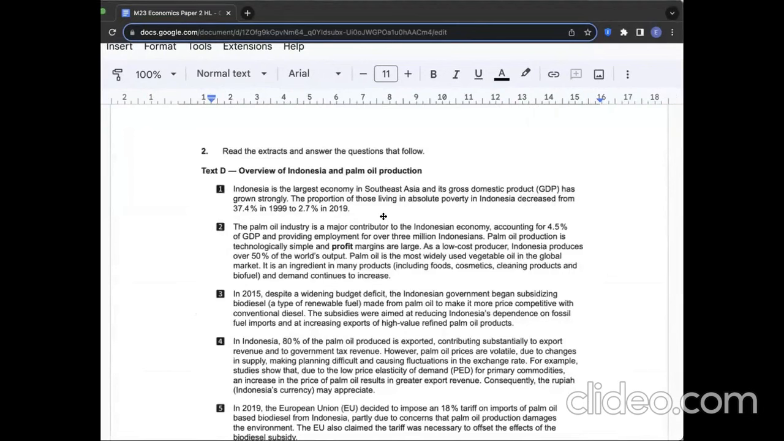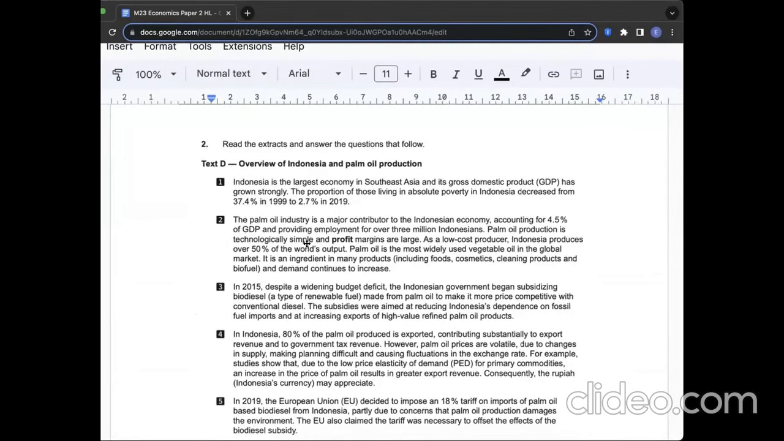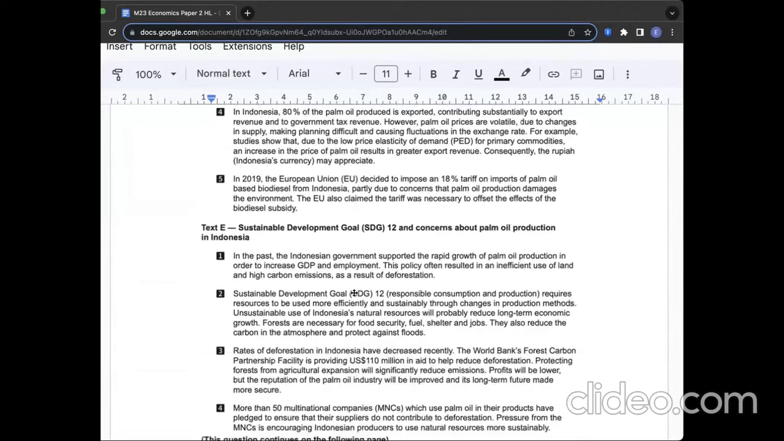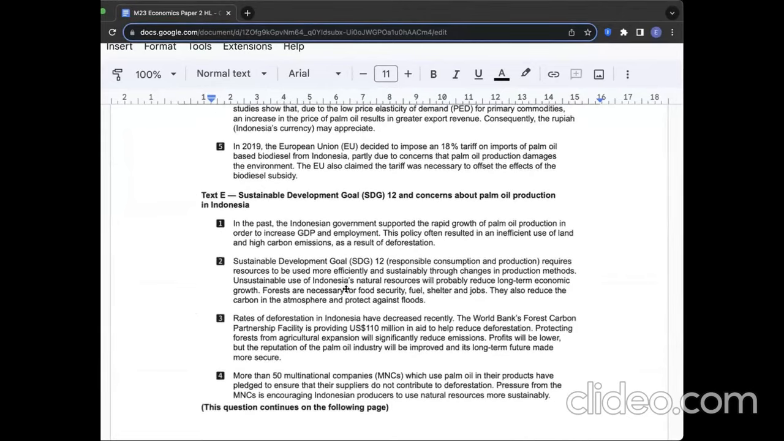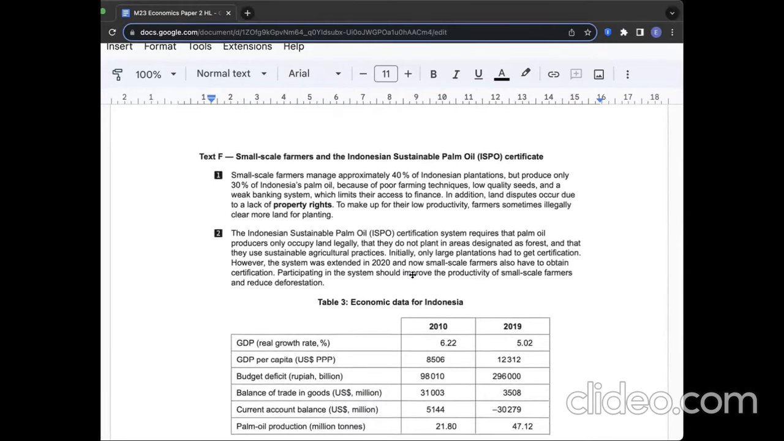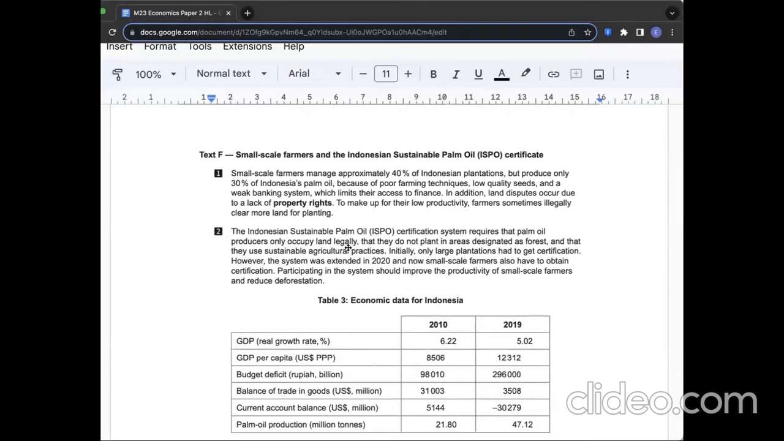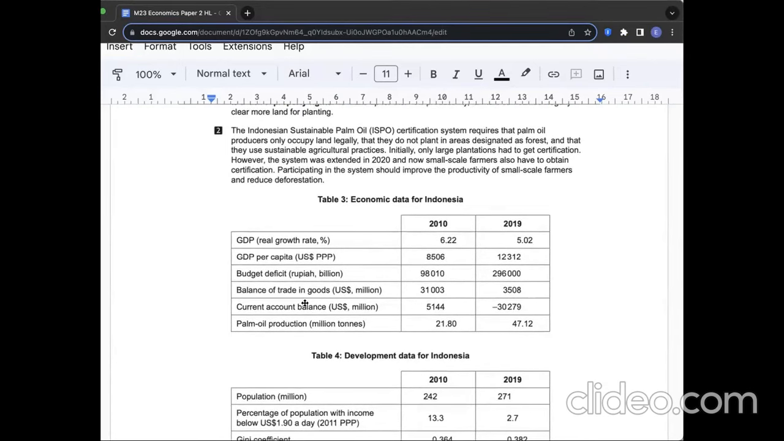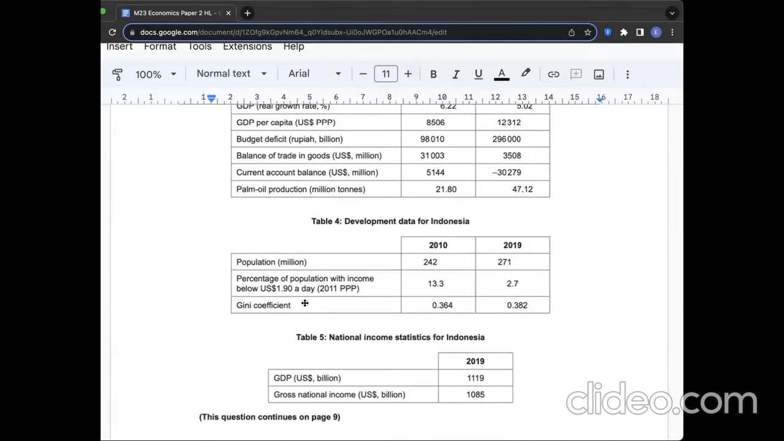Question number 2. It's about the country Indonesia, and text D is giving us the overview information. The country is mainly focusing on palm oil production. And text E is talking about the sustainable development goal the country is considering to adopt to make the palm oil production more sustainable. Text F, what are the barriers? And table 3 is the typical economic data: GDP, capital, budget deficit, current account balance, things like that.